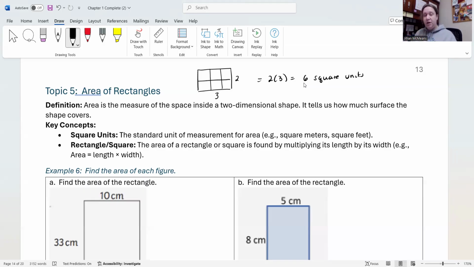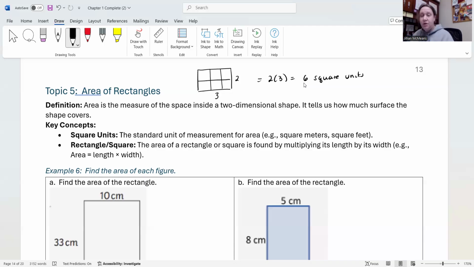That means you're literally looking at a little box that's a centimeter on each side, a square centimeter, or a little square that's an inch on each side, a square inch, or a little box that's a foot on each side, a square foot. That two-dimensional shape will cover a surface, so we have to have these square units. Square units are the standard unit of measurement for area. So square inches, square feet, square miles, and it's literally a square that measures a mile on each side, a square that measures a foot on each side, a square that measures a yard on each side. That's how we measure area.